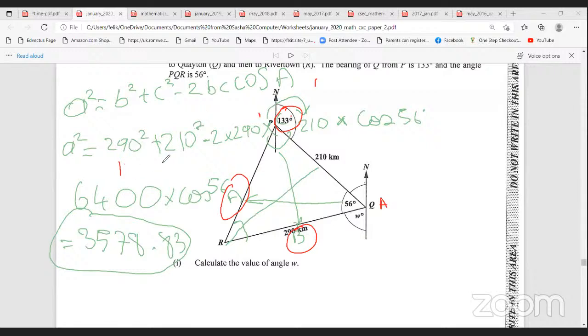290 squared plus 210 squared. What's the answer again, Dejana? 128,200. Yes, miss. Minus, what is 2 times 290 times 210?